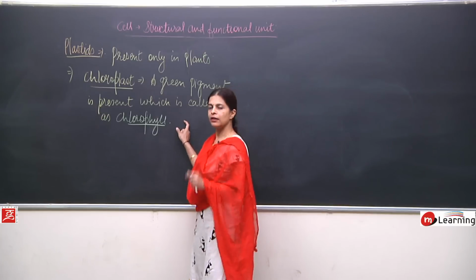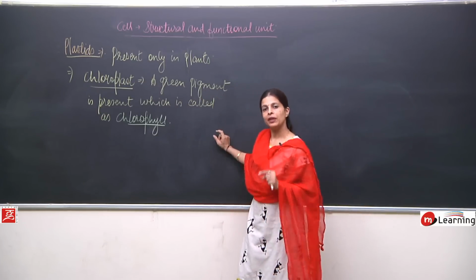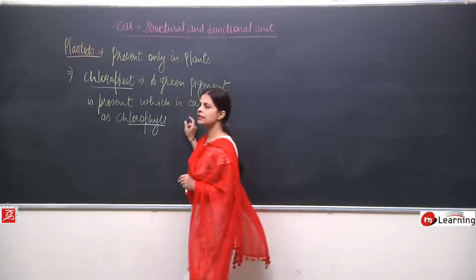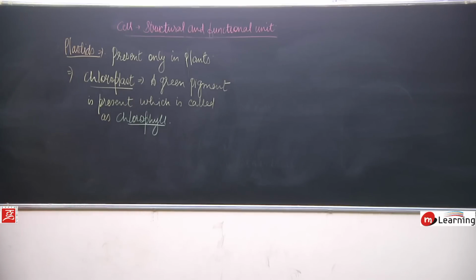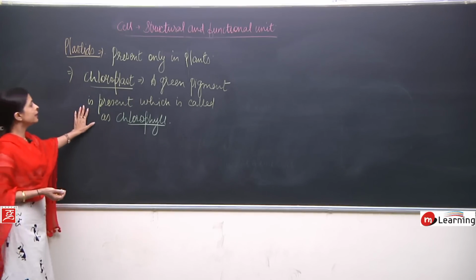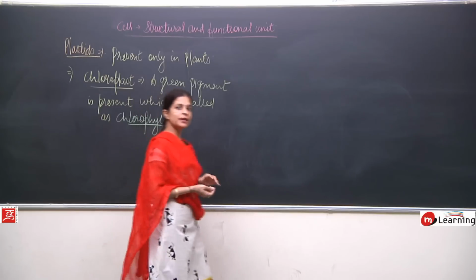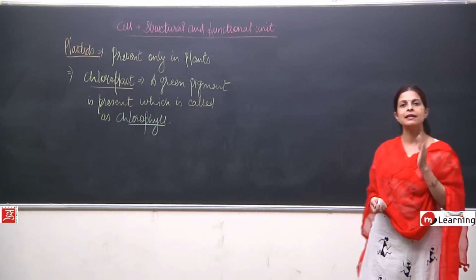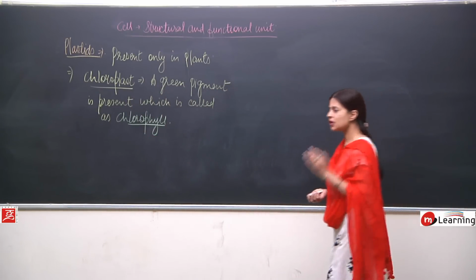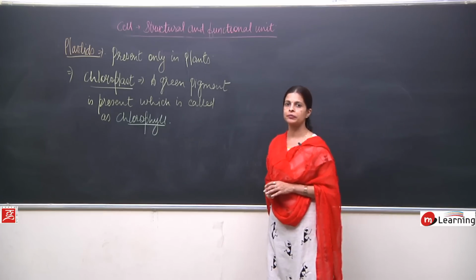So, plastids we are discussing. Plastids are of different types. First of all, we are talking about the chloroplast. Chloroplast is a type of plastid. In this plastid, the green color pigment is present, which is known as chlorophyll. What is the function of chlorophyll? Chlorophyll traps the sun's light and converts it into chemical energy.